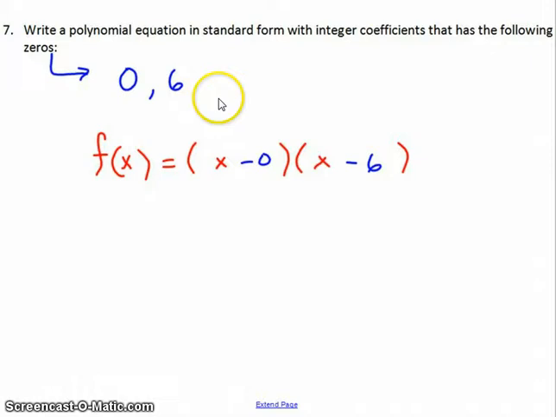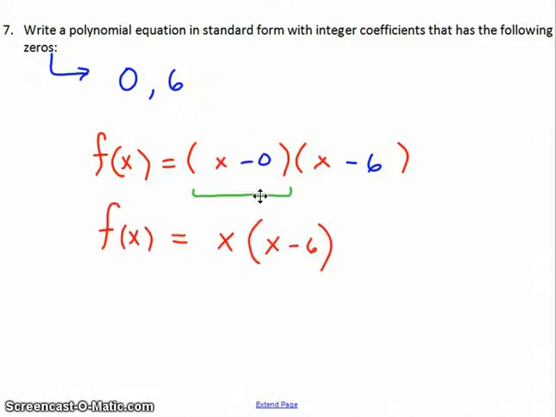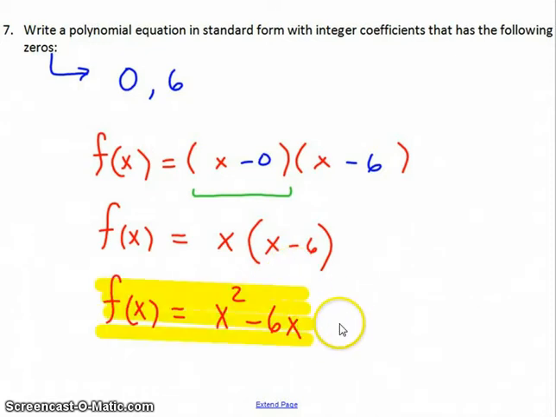So now all I have to do is multiply them. Well, let's make this a little simpler. We would never really call it x minus 0, we would just call it x. So I've got x times x minus 6. As I say, now all I have to do is multiply that out. x times x is x squared, and x times negative 6 is negative 6x. That one's done. It's not always that easy, though.